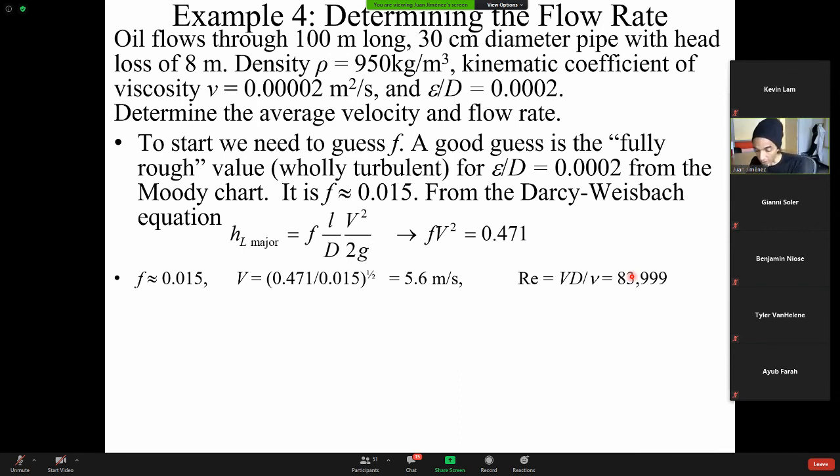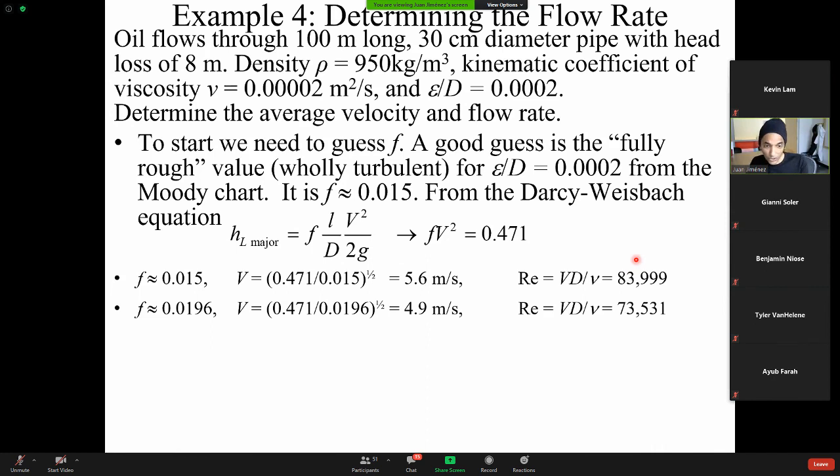So when I do that, and I wish we had a board so I could show you, but the computer's not going to let me show you two screens. So I could show you what I'm doing on the Moody diagram. But with this Reynolds number, I found that the friction factor is 0.0196. So it's actually not that far. So with that value, I go back to this equation, calculate the velocity, get 4.9, not that far, and calculate a new Reynolds number, about 74,000. Good, all right, I wasn't that far off. And then I do that again.